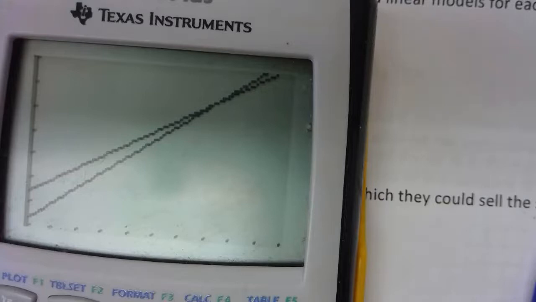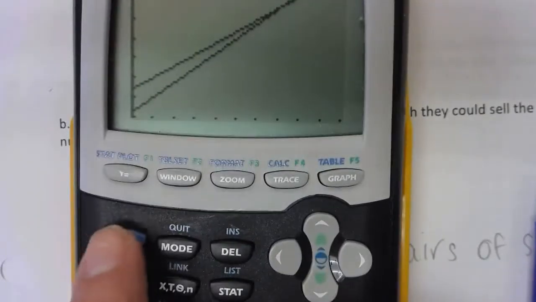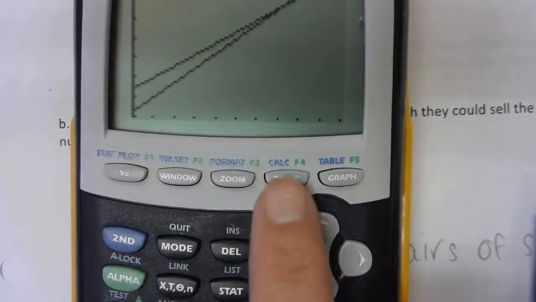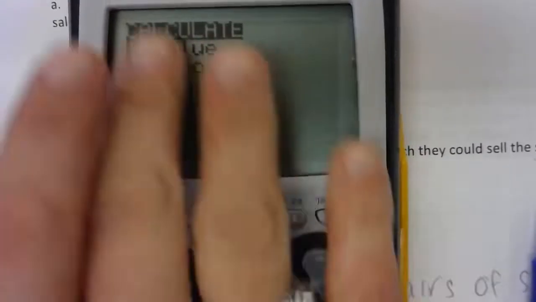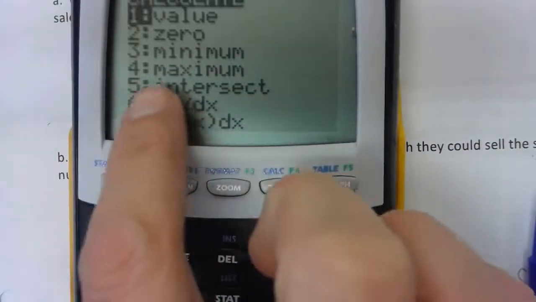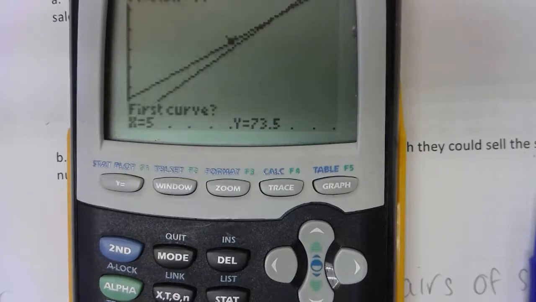All right, here's the part that you're going to be like, oh my goodness, this is so awesome. We're going to use the intersect feature in the calculator, so you're going to hit second right here. And then the word trace right here next to graph. So you have to hit second and trace. And then this screen pops up. And then what do you notice option 5 is? What are we learning about? What does the intersect represent? Fantastic. So you're going to go down to option 5.